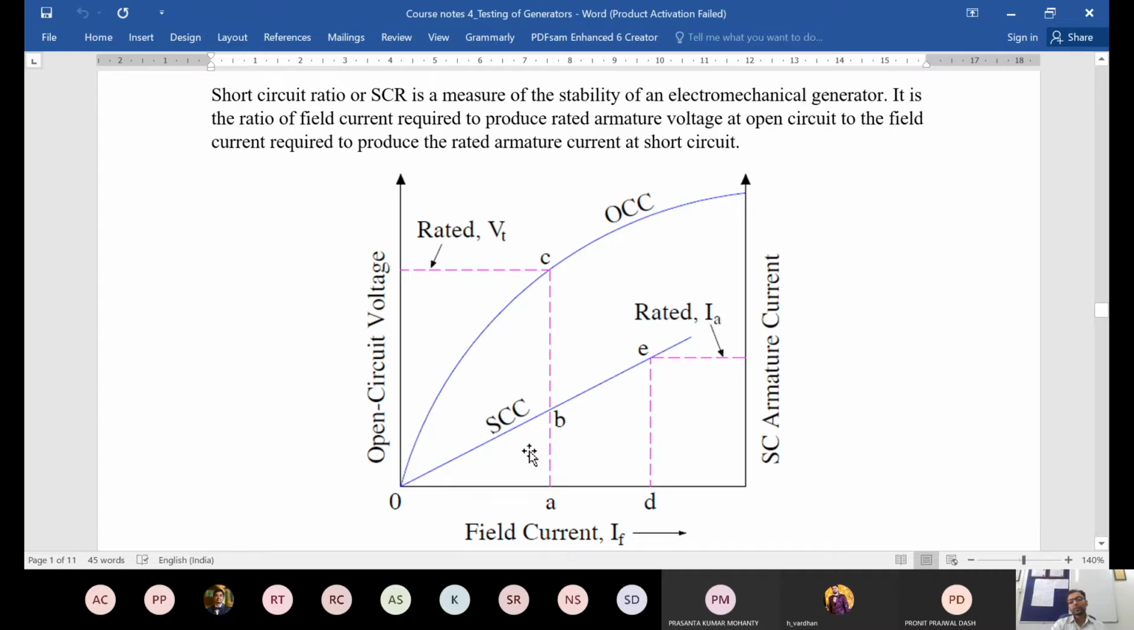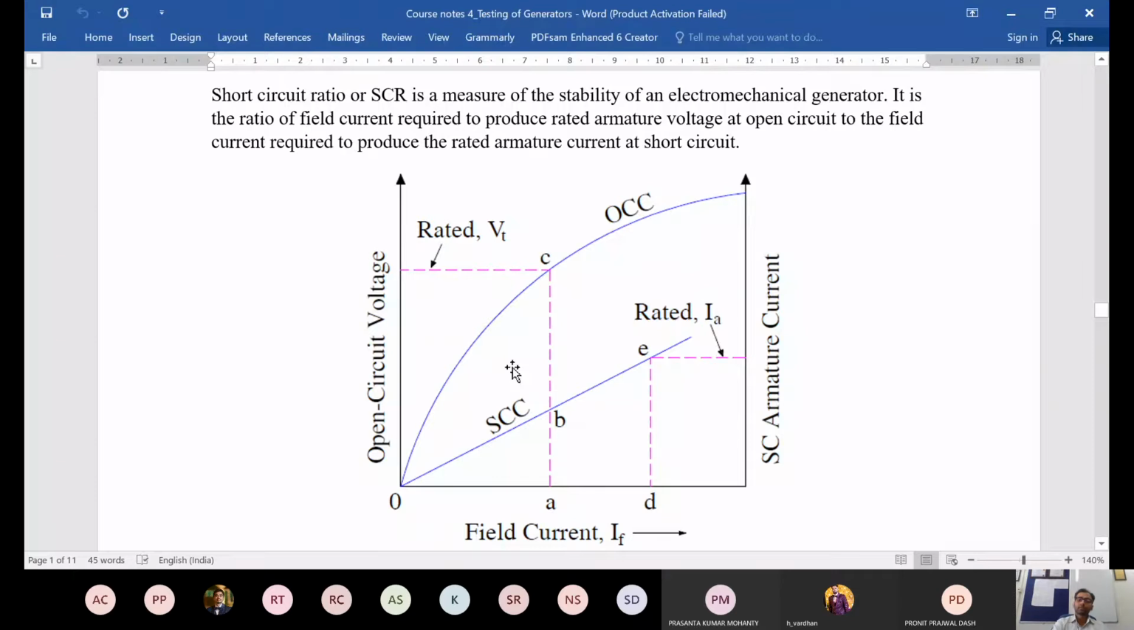For the short circuit characteristic, as we discussed, you short the armature terminals and again vary the field current so that the rated armature current is obtained. This type of characteristic is obtained. As you can see, for some value of field current, this OA value, you get the rated terminal voltage in the open circuit test, and for some other value of current, this OD, you get the rated armature current in the short circuit test.